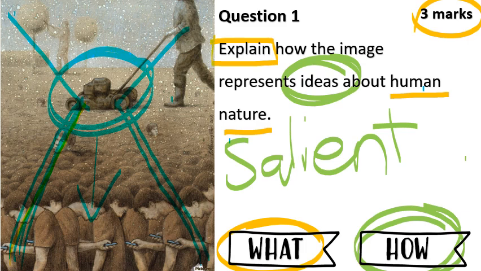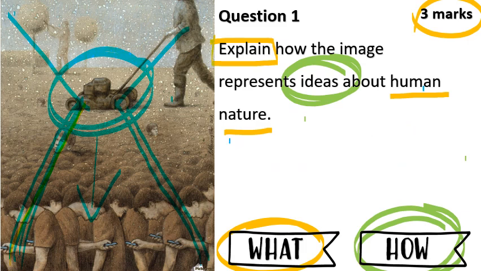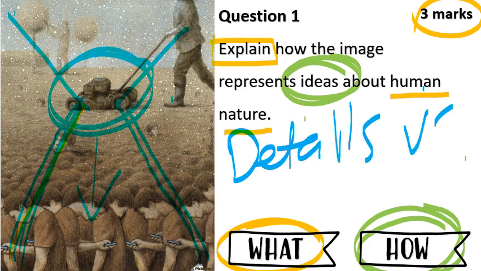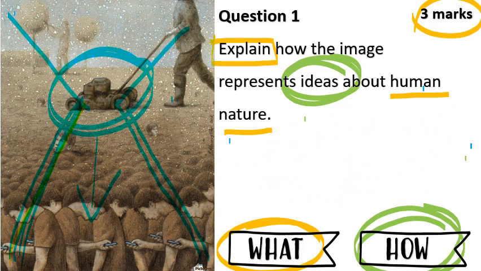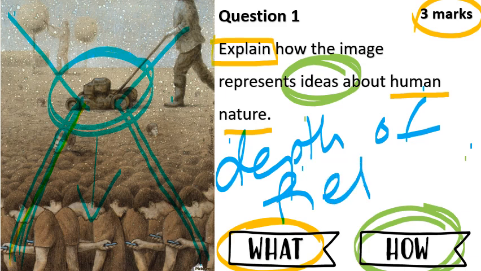So you might want to talk about the salient, the lawnmower, as being something important. Why are our eyes drawn to the lawnmower? What is the visual text seeking to suggest through emphasizing the lawnmower? You might want to talk about the details versus the shadows. If you want to sound a bit more fancy, you can talk about the depth of field, what's in focus and what's not.